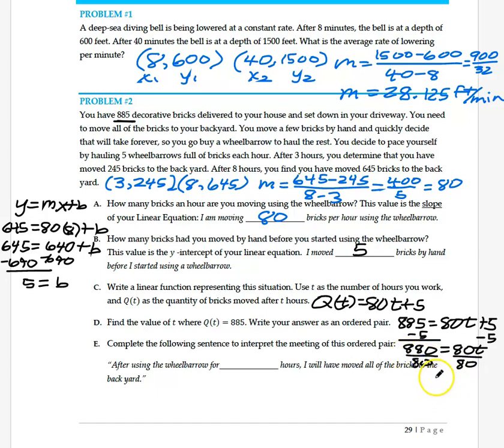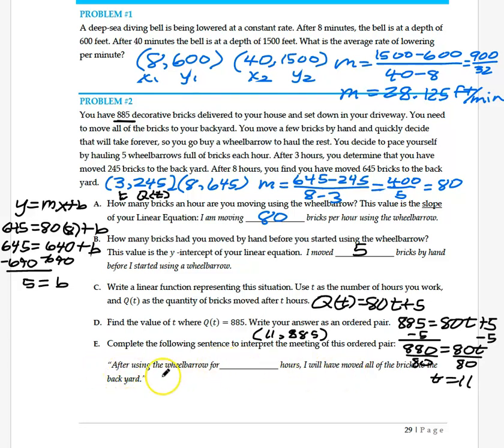And I get t equals 11. All right, so let's see. It says to write it as an ordered pair, so let's do that. Our t, remember our time is what's first, and then our q of t is the number of bricks, so that's what's second. So 11, comma, 885 is our ordered pair there.